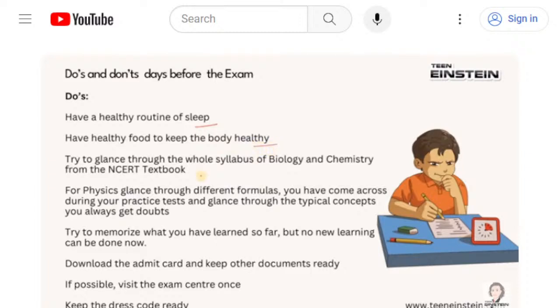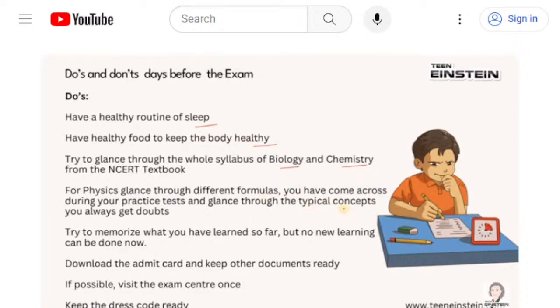Regarding studies during this time, you should glance through the whole syllabus of biology and chemistry from the NCERT textbook without taking too much stress. Regarding physics, you might have come across so many formulas. I am sure that you have made one-page formula sheets for each chapter. Try to glance through those and remember the formulas.